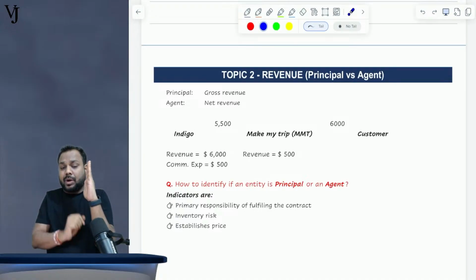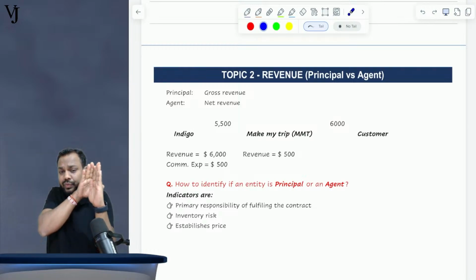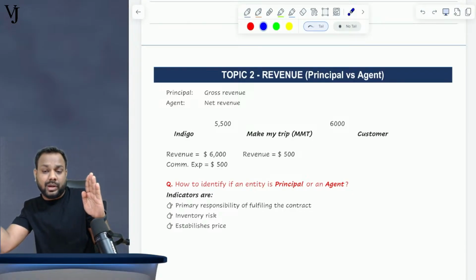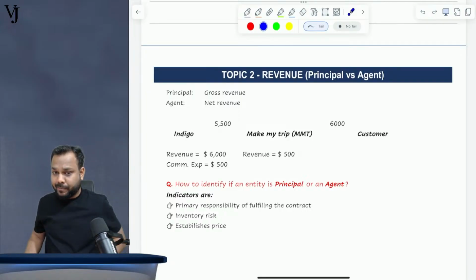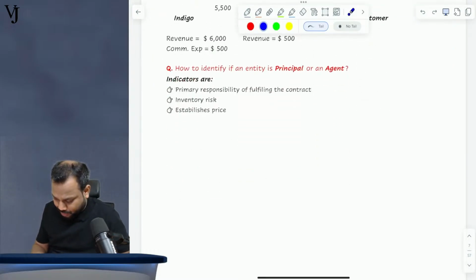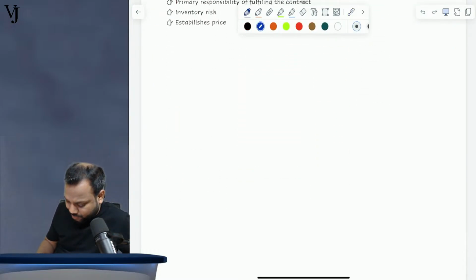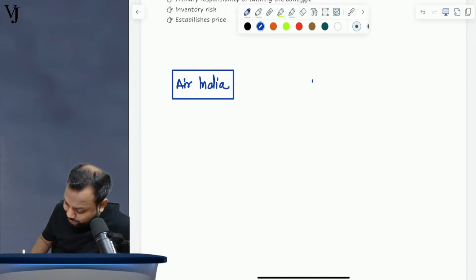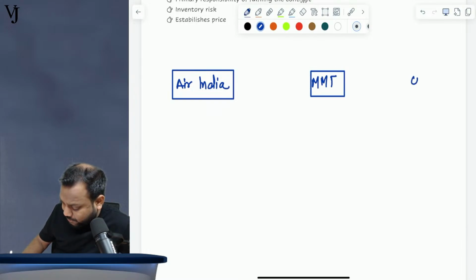But if the control of the inventory transfers from the airline to the agent, and the agent sells it to the customer, then this agent also becomes the principal. Understand? I'll explain this with the help of an example. This is an airline, let's suppose Air India. This is an agent, Make My Trip is an agent, and this is a customer.